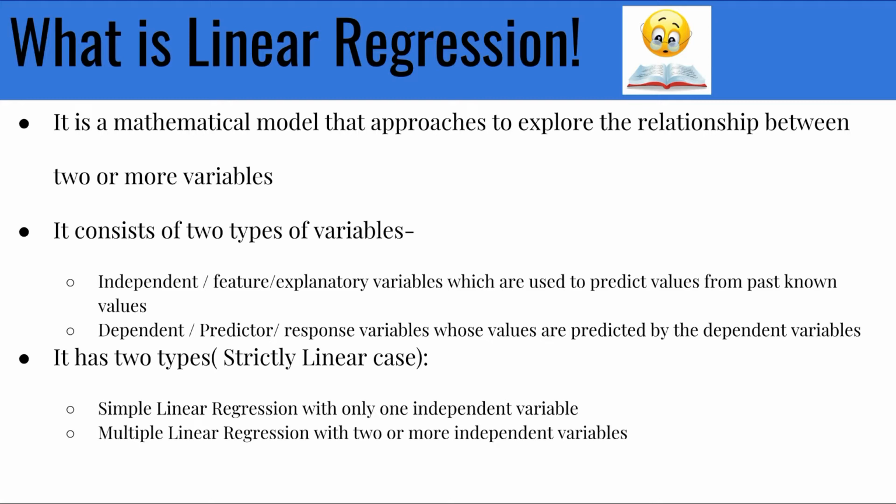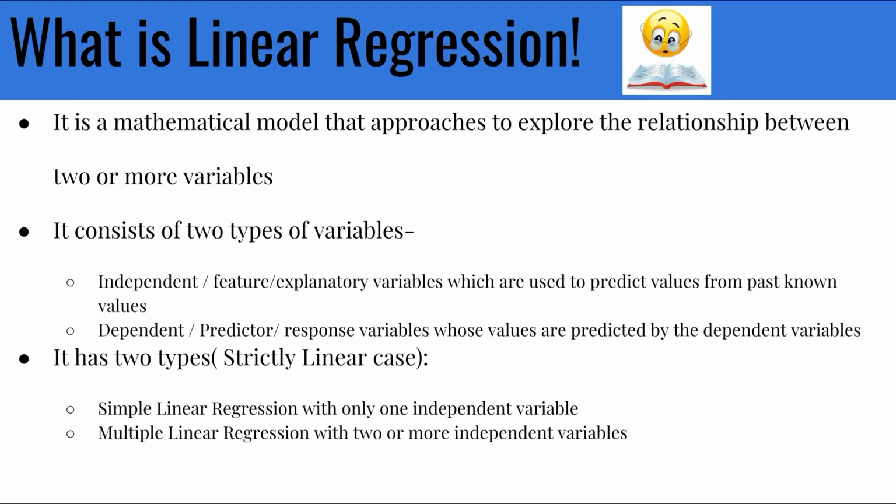The dependent variable, also known as the predictor or response variable, is the one whose values we are trying to predict based on the independent variables. Now, talking strictly about linear regression, there are two cases. One is simple linear regression, where there is only one independent variable, and the other case is called multiple linear regression, which, as we understand from the name, has two or more independent variables.